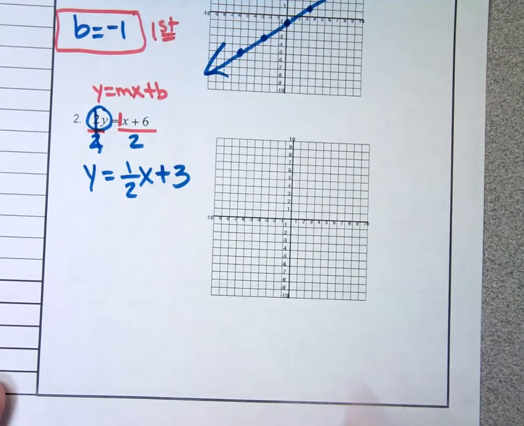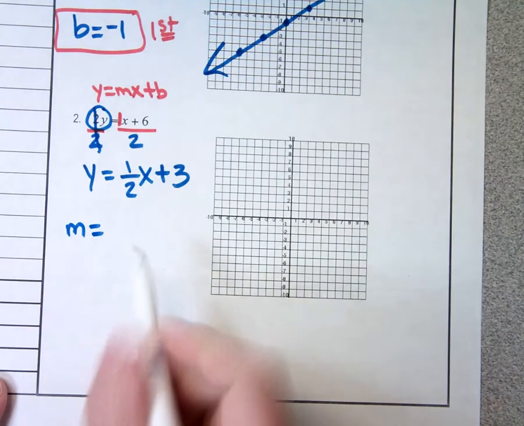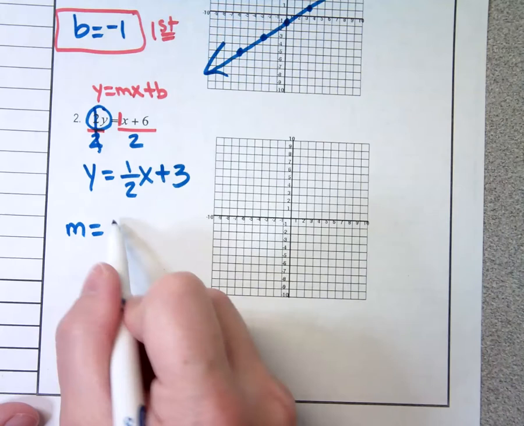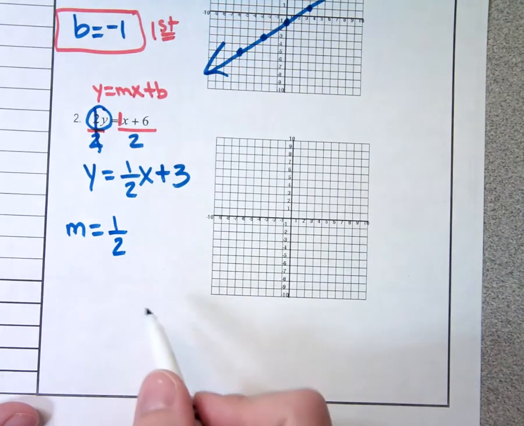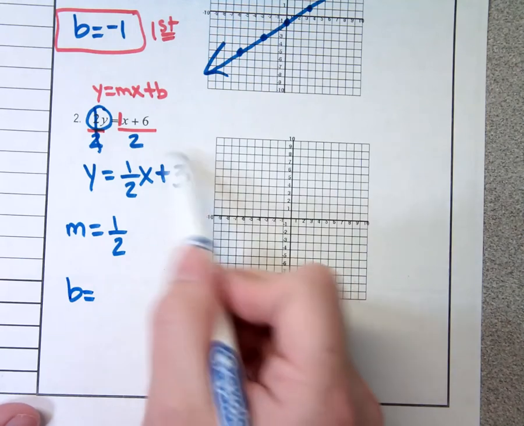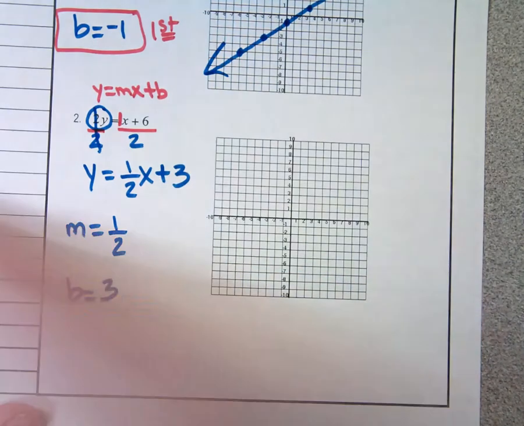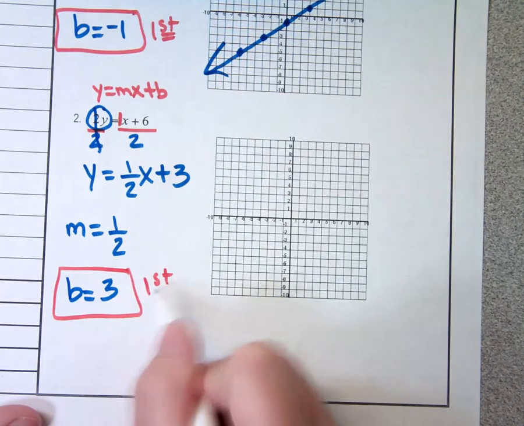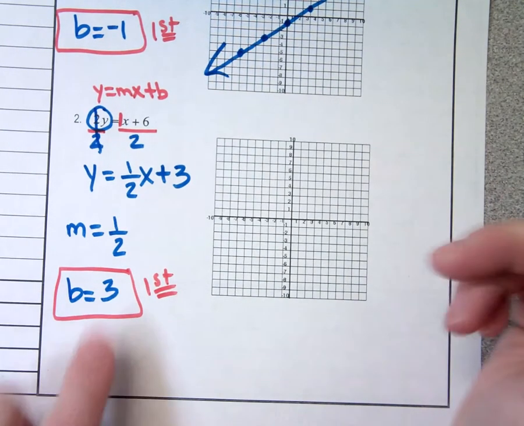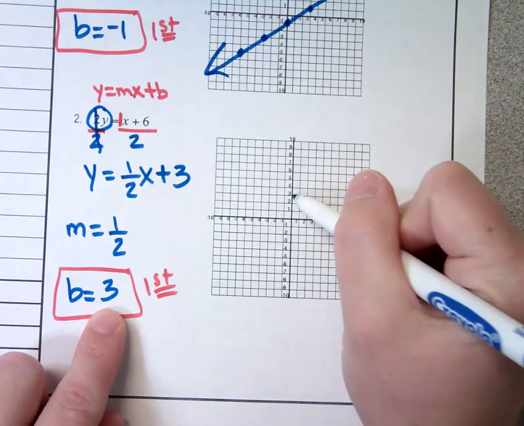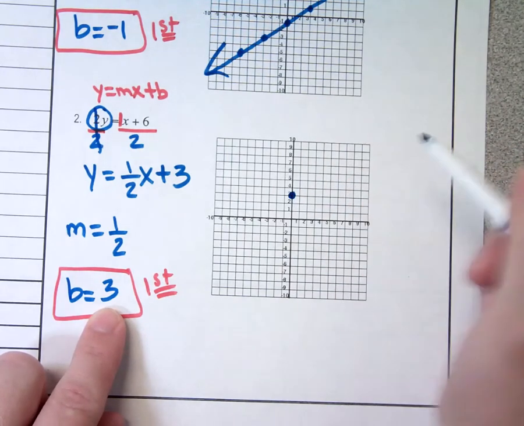So once it's in slope-intercept form, let's identify our important pieces. What is the slope? 1/2. That's what's in front of x. And what's our b? What's our y-intercept? Our y-intercept is a +3. Okay, so remember, I begin by plotting the y-intercept, the first thing I do. So my y-intercept is a +3, so I'm going to go to +3 on my y-axis, which is right here.